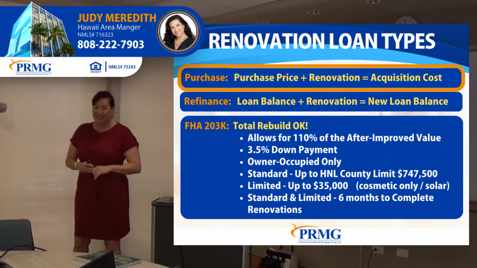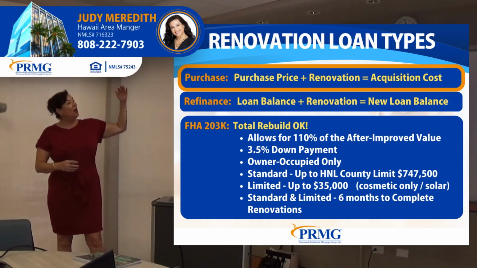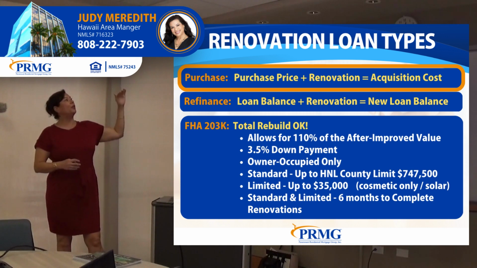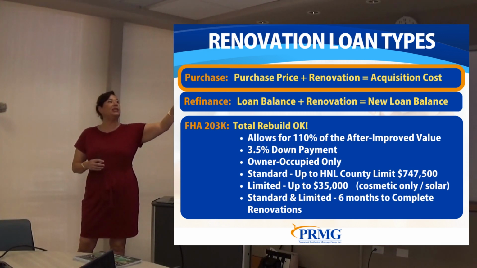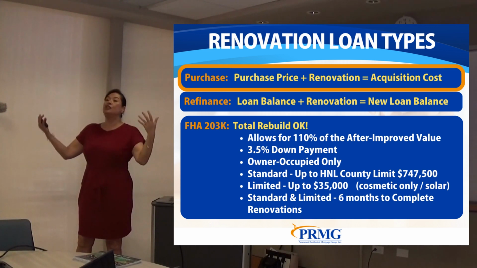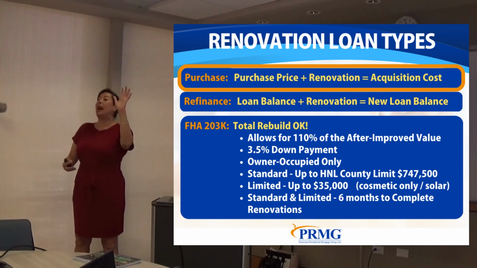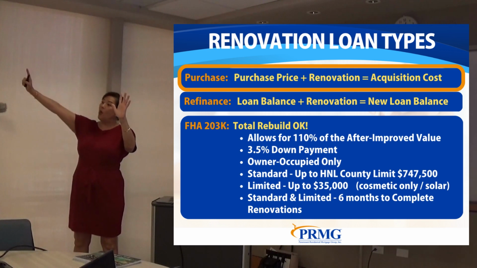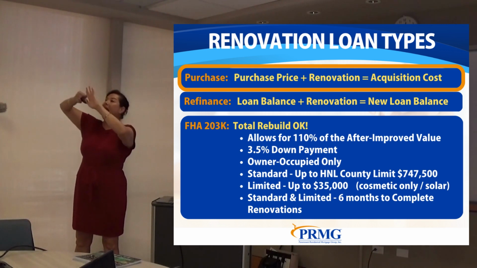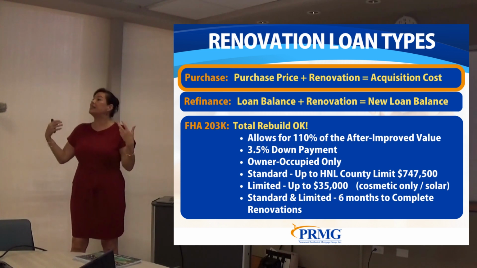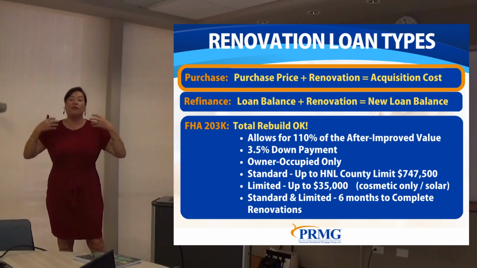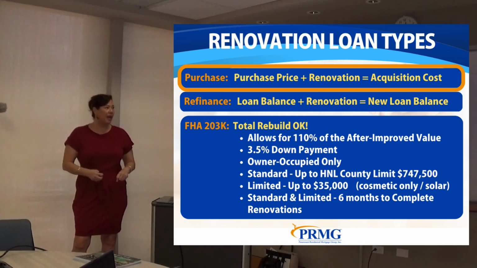Renovation loan types, okay? So remember, we can use the renovation loan for purchases, where we take the purchase price plus the renovation equals the acquisition cost. Just like in that example that we gave, you're going to buy for $500,000, you're going to go out with Sean, get a $100,000 contract, add those together, your acquisition cost is going to be $600,000. Okay? From there, you will put down your down payment.